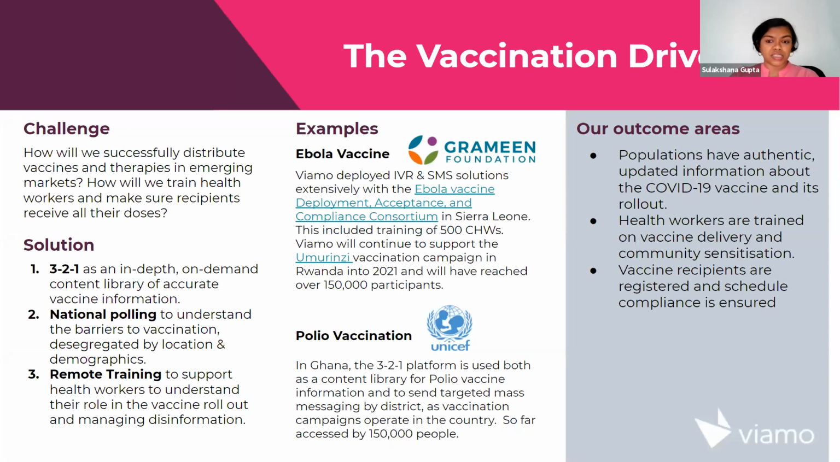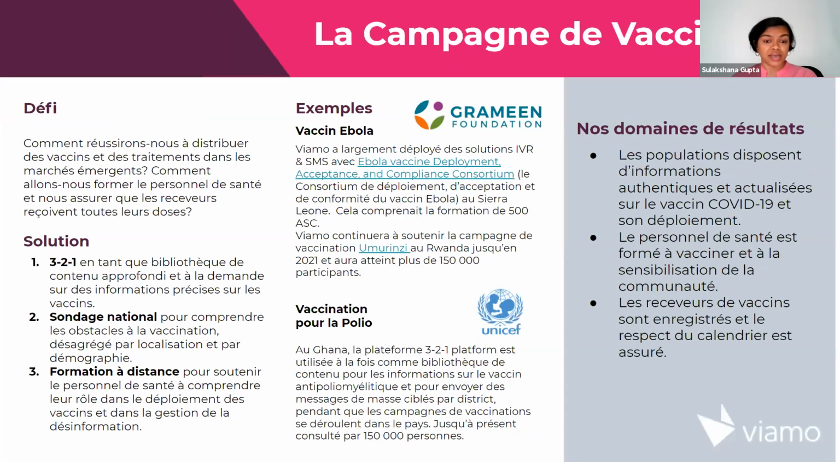So let's go on to the next slide then, and let's skip forward to the next one. So now what's the next phase in 2021? We're really looking at how we can support the vaccination efforts and what will be the challenge that we face. That will be how to successfully distribute vaccines, how to train health workers, make sure recipients receive all their doses. Once again, we think we can leverage 3-to-1 as a library of content on accurate information on vaccinations, eligibility, myth busting. We can continue to do these kind of national level polls. And then by leveraging the remote training service, we can continue to train the health workers who are at the front line of these efforts.